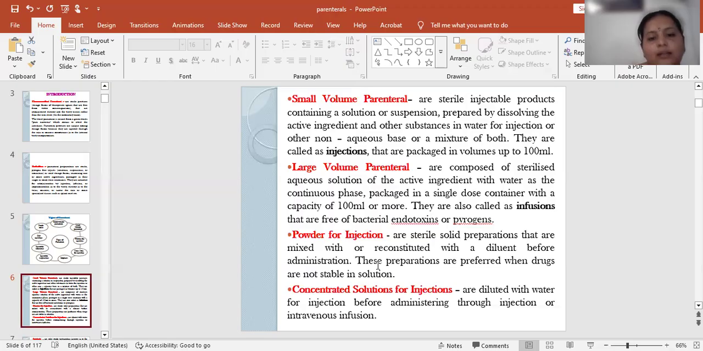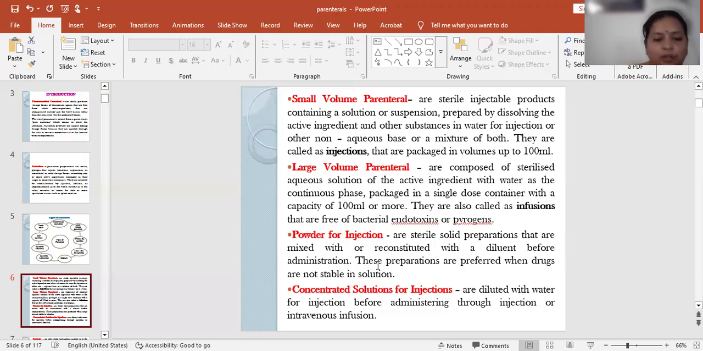Coming to the next, large volume parenterals. These are composed of a sterilized aqueous solution of active ingredient with water as continuous phase. These have volume of more than 100 ml, commonly 250 ml, 500 ml and 1000 ml. They are used for fluid replacement, nutrition, or electrolyte balance. These are examples of the large volume parenterals: dextrose injection and Ringer's lactate.